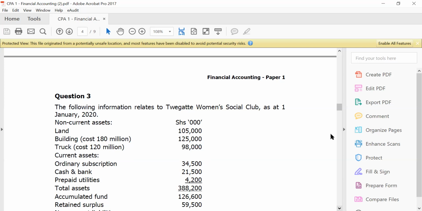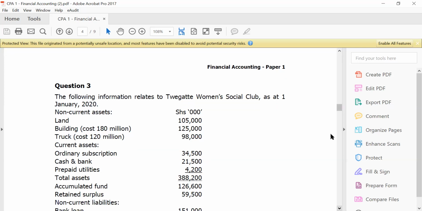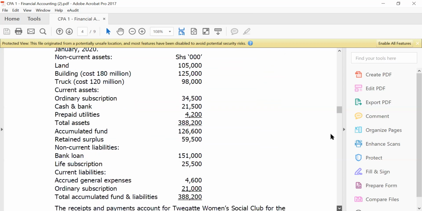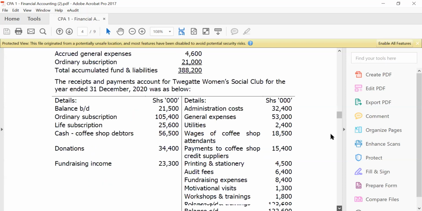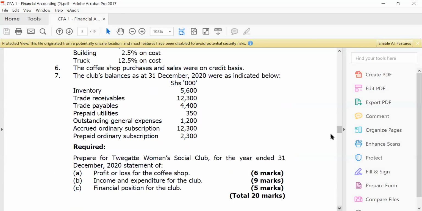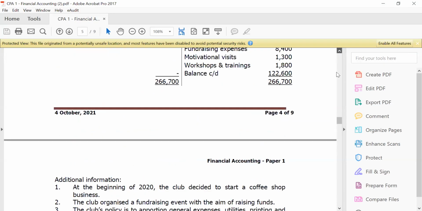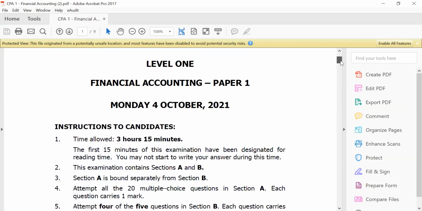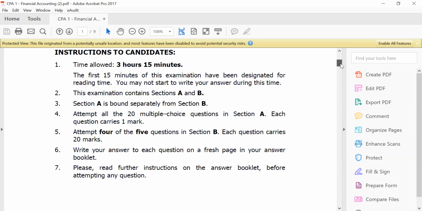So we are building on to the study you did for non-for-profit organizations. And we want to try out another examination question that will give you an insight into what you need to basically know. So this is a paper that was done in October 2021.